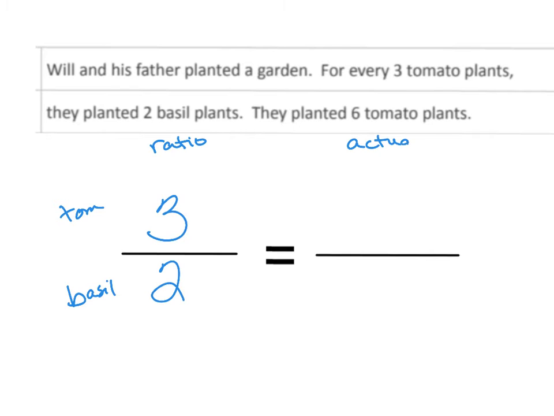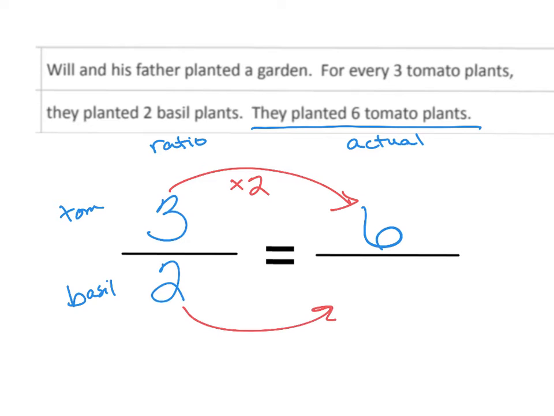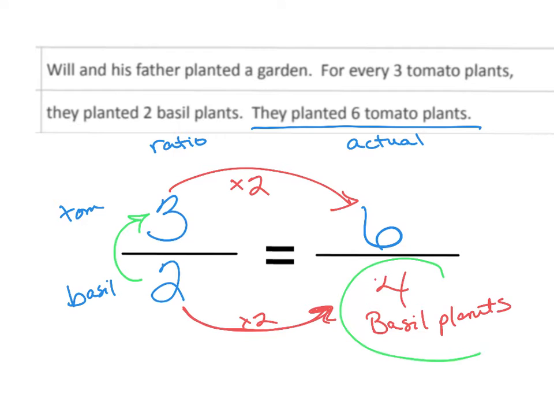Now let's look for the actual numbers. They planted 6 tomato plants. That's the actual number of tomato plants that they planted. This one should be a fairly nice one. What do we do to the 3 to get 6? We multiply it by 2. So 2 times 2 gives us 4 basil plants. And I don't care if you go left to right, right to left, or even top to bottom, bottom to top. It doesn't matter as long as you come up with an answer for the one piece that is missing.